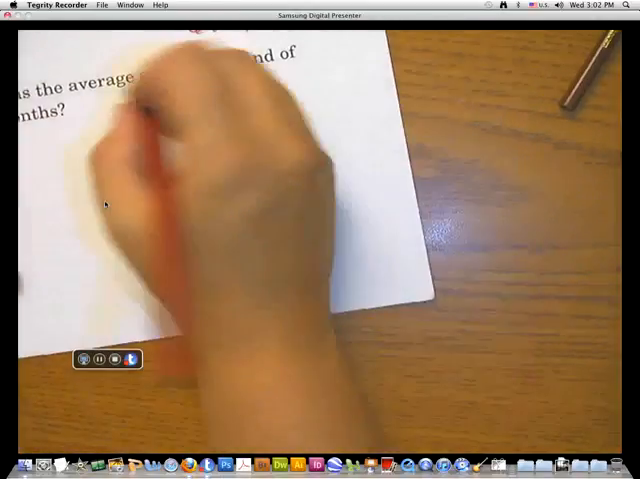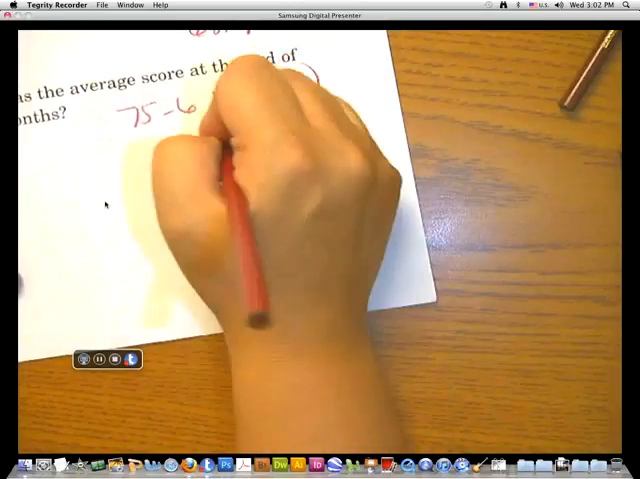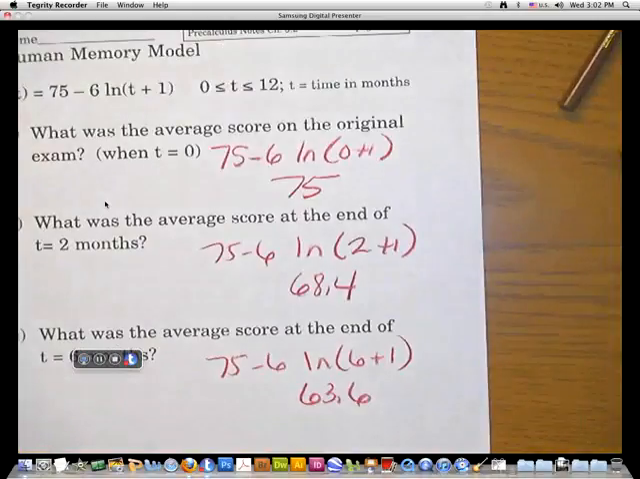What was the score at the end of 6 months? So replace your time with 6 and plug it in your calculator. So really, that last page is just: can you substitute, can you put in the pieces where you need to based on the equation that's given, and can you use your calculator? And that concludes 3.2.